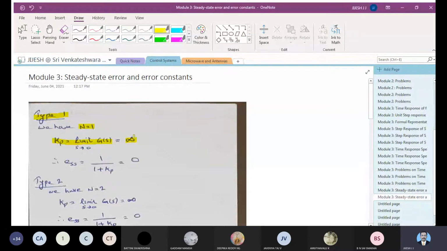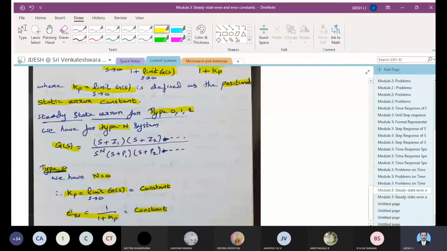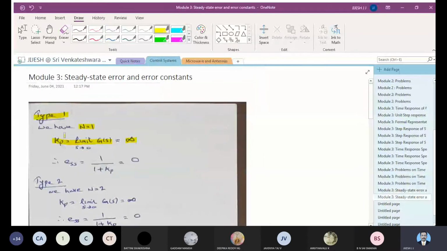That is the thing you have to understand here. In type 0, Kp will be constant. When Kp is constant, ess will automatically also be constant when you substitute a constant value for Kp. When it is type 1, Kp will become infinity, and when this Kp gets substituted in the equation for ess, 1/infinity, you will get it as 0. So ess for the type 1 system will be 0, and Kp will be infinity.